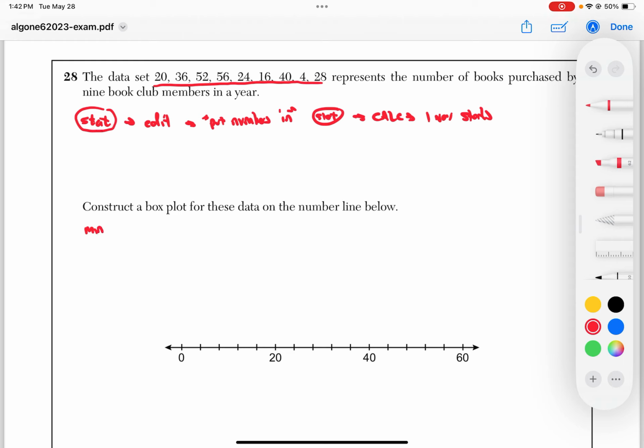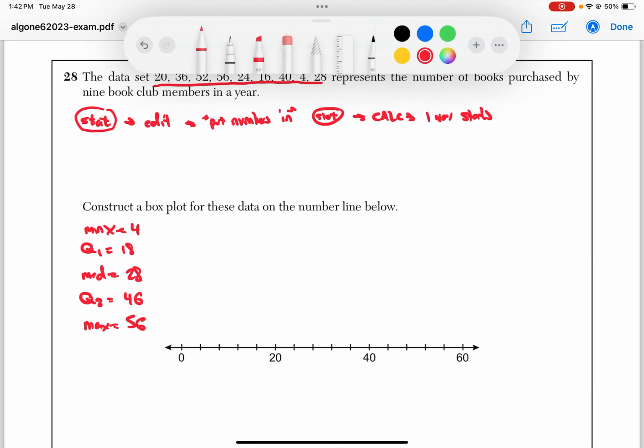So the minimum value is 4. The first quartile is 18. The median is 28. The third quartile is 46. And the maximum is 56. And every single one of these is going to become a line that goes above the number line.